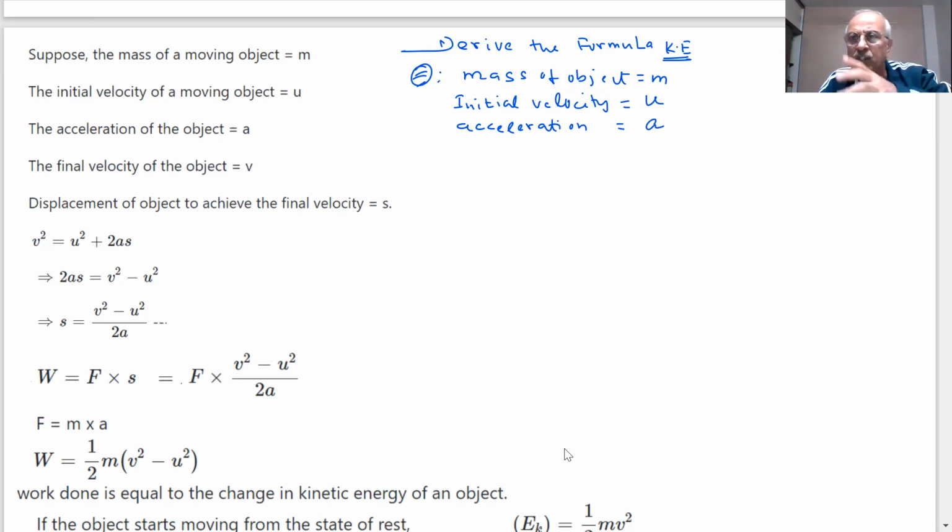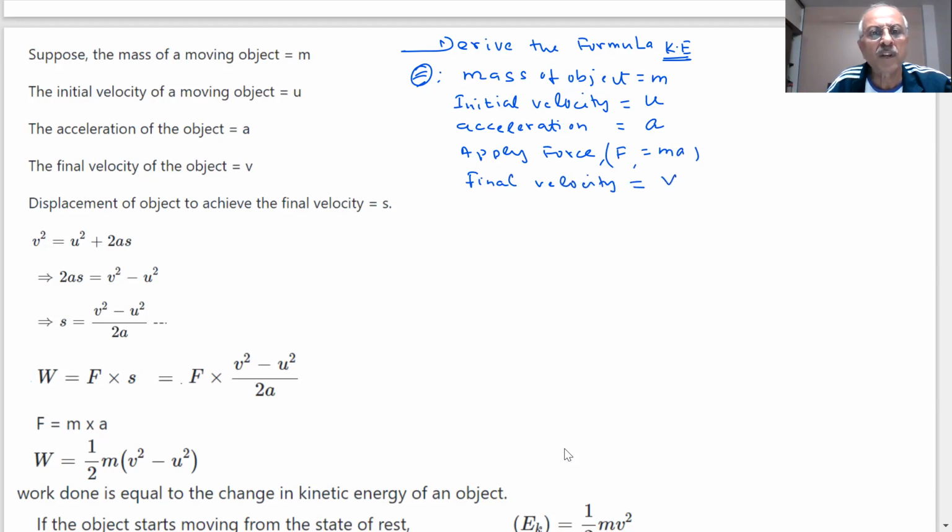And when you apply a force, what will happen? If a force F is applied, force we defined as m into a. The velocity of the object will change to the final velocity, v. So when we apply a force, from initial to final velocity, let us say the object undergoes a displacement. The force F is applied.